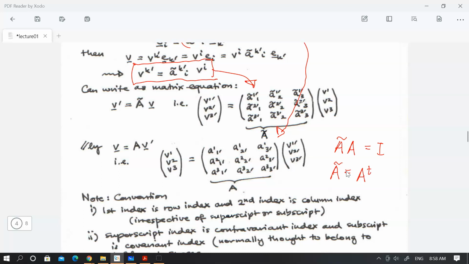So what does that say? That says that A transpose A equals I, which is essentially the property of an orthogonal matrix. What's an orthogonal matrix? Well, a rotation matrix is an orthogonal matrix, and a reflection matrix is an orthogonal matrix. So I'll stop there for today and we'll continue this in the next lecture.